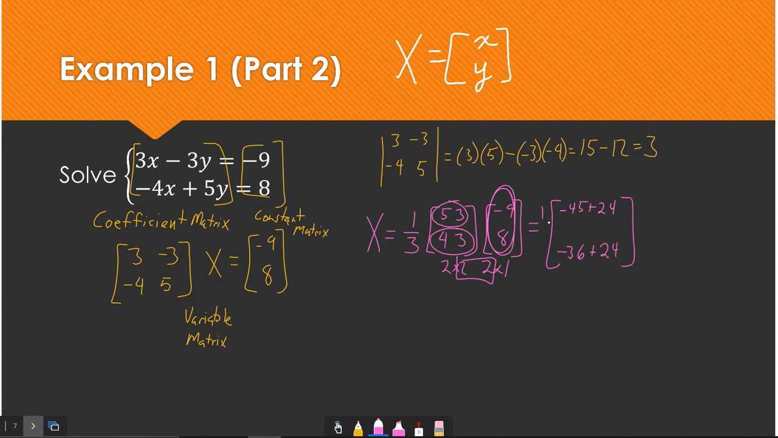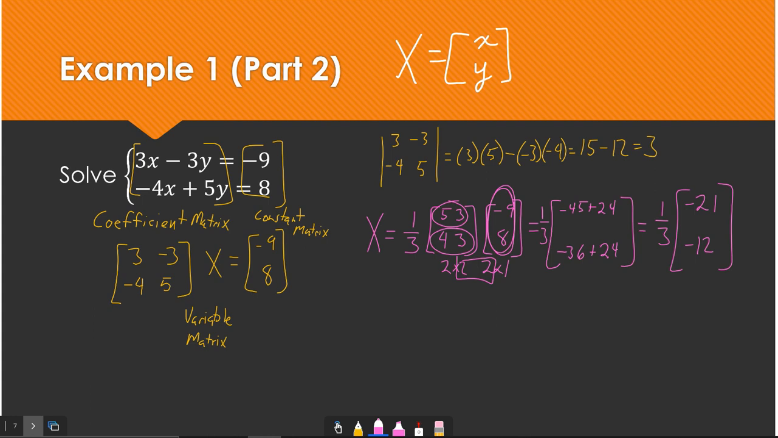And I don't want to forget that 1/3 in front. So that's 1/3 times, so -45 and 24 is -21. And -36 and 24 is -12.